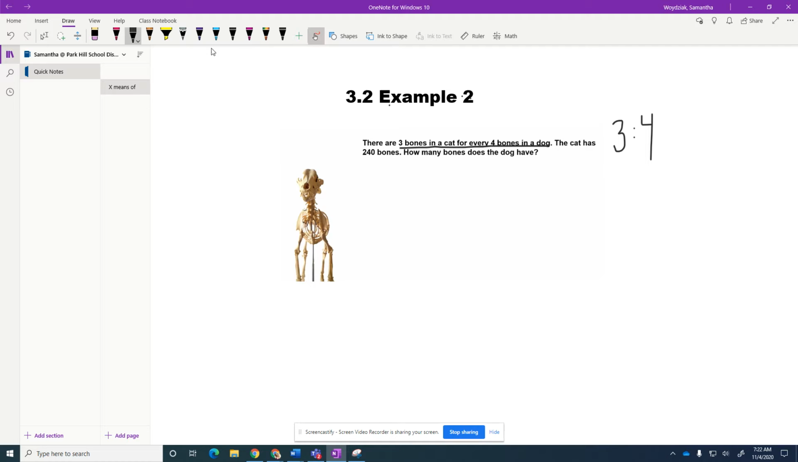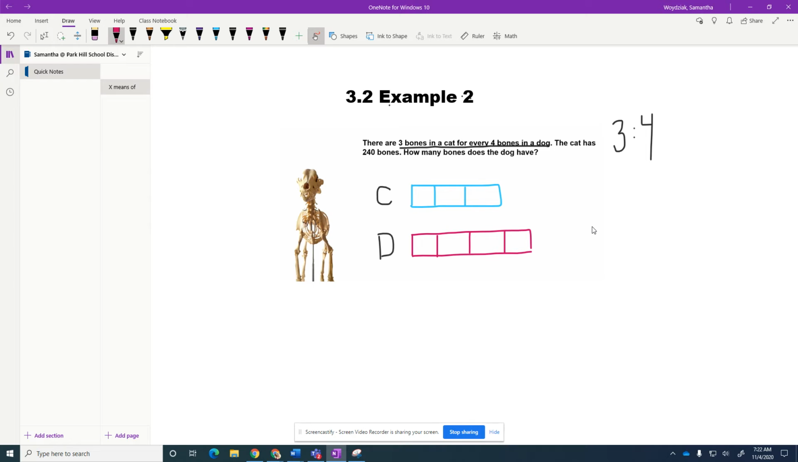So let's go ahead and start with a tape diagram here. Right here, I'm going to put the tape diagram for the cats, and down here, I'm going to do the dogs. Okay, so there are 3 bones in a cat for every 4 in a dog. So cat's going to have 3 equal-sized pieces, as equal as I can make them here. Okay, and then the dog has 4 for every 3 of the cat pieces. So this would be what the tape diagram would look like for this problem. Remember, for every 3 bones in a cat, there's 4 bones in a dog. So we drew the tape diagram.